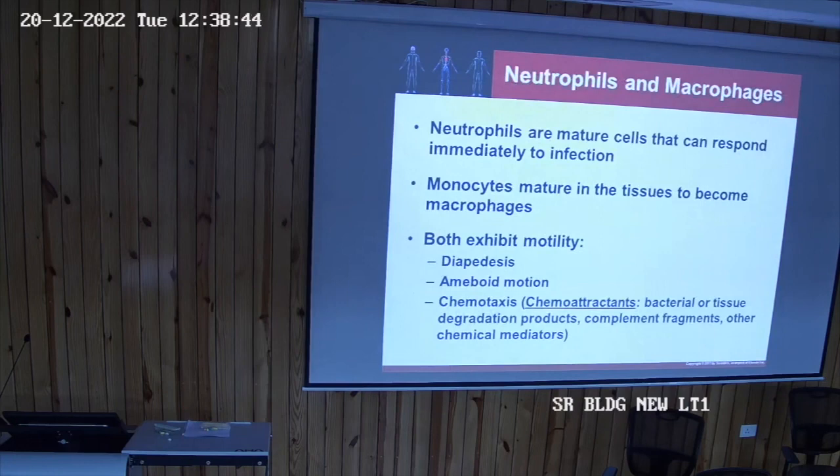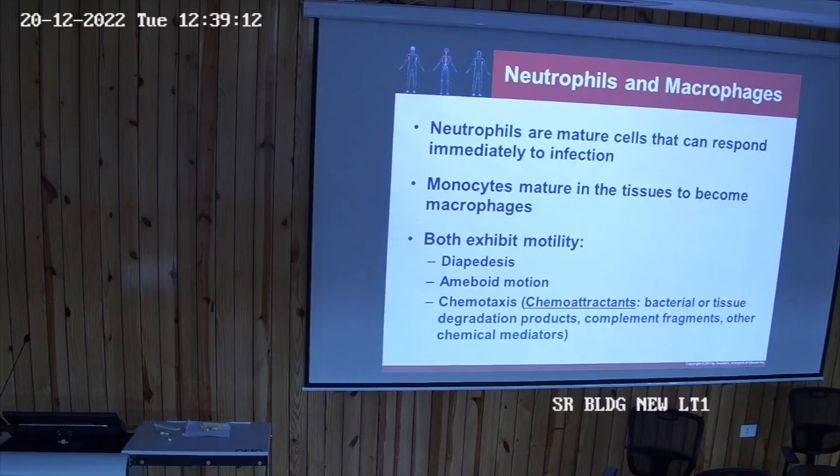Neutrophils are mature cells that can respond immediately to infections. So, which cells are the first line of defense? The neutrophils. Another MCQ: the first line of defense mechanism is provided by neutrophils. Monocytes mature in the tissue to become macrophages. They are also phagocytic in nature, but the first line of defense mechanism is provided by neutrophils.